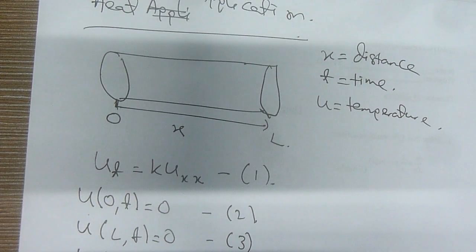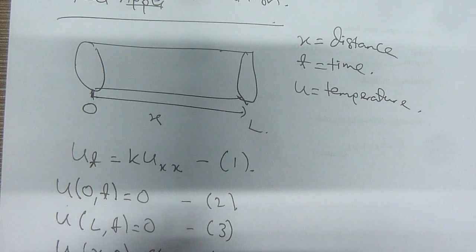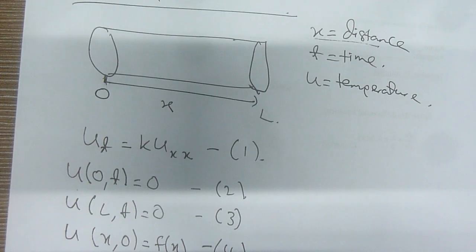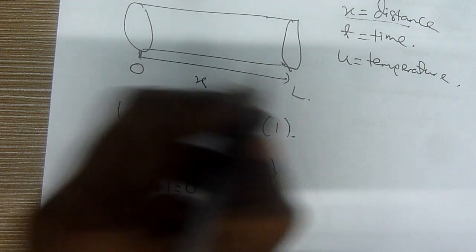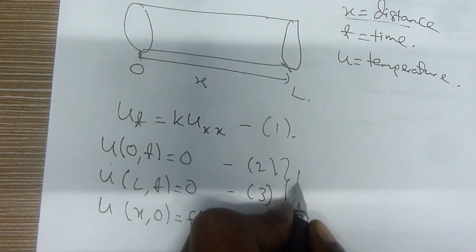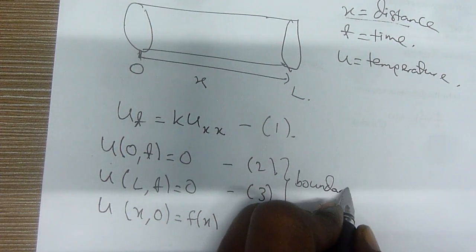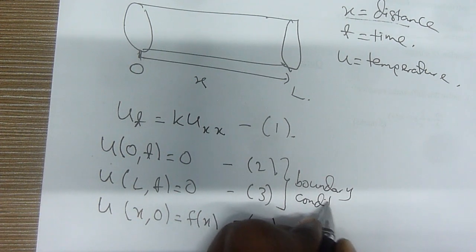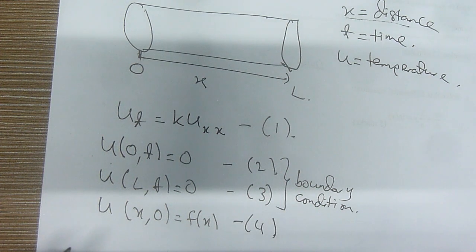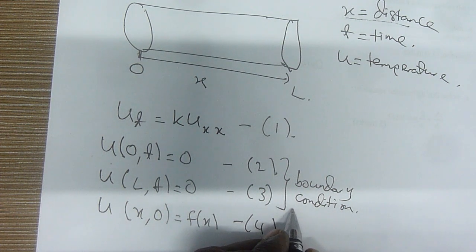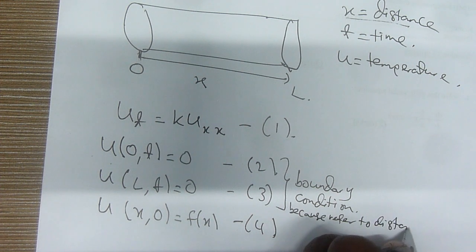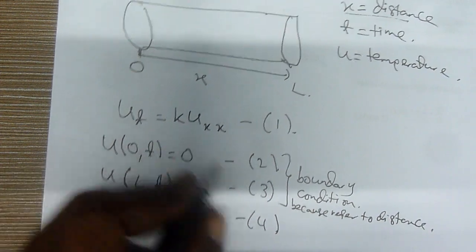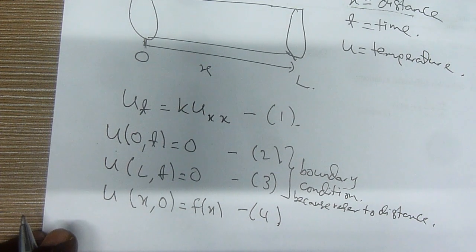Now we know x is referring to the distance, right? If it's referring to the distance, this condition from 0 to L, we call it a boundary condition. Why do we call it a boundary? Because it refers to distance, right? Therefore we call it a boundary condition.